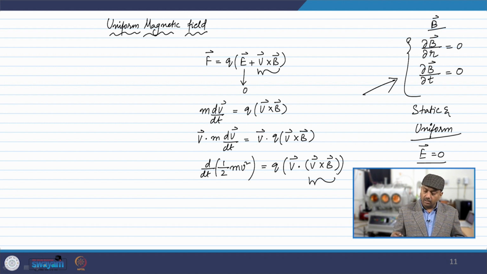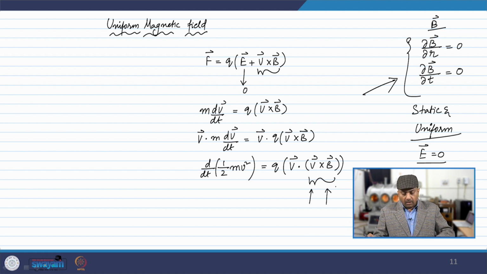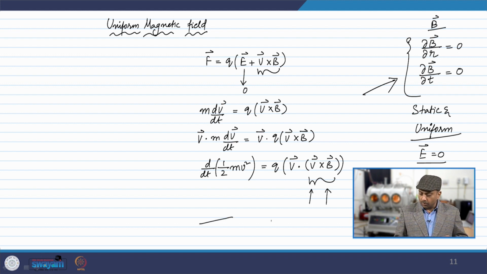This v cross B term that appears here, the result of this cross product will be in such a direction which is perpendicular to the velocity as well as the magnetic field. But whatever it is, when you take a dot product of that quantity with v, the velocity itself, it will be 0. It is a simple vector identity. See, you have the dot product a dot b is |a||b| cos theta, right. So, if the angle is 90 degrees, the dot product would be 0.